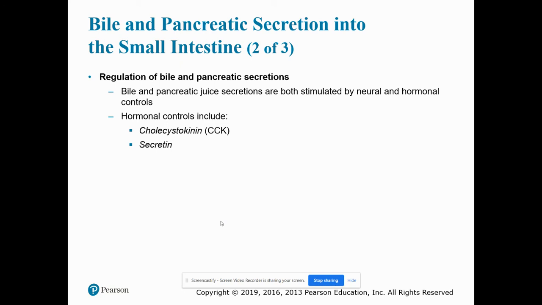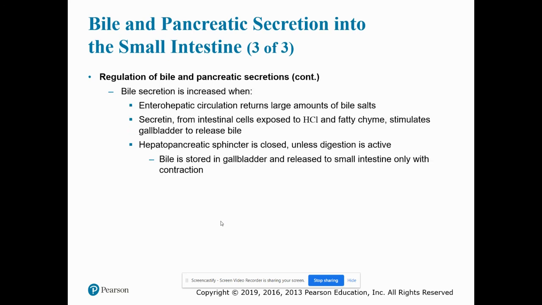Regulation of bile and pancreatic secretions. They're both stimulated by neural and hormonal controls. Hormonal controls include cholecystokinin and secretin. And then bile secretion is going to be increased when enterohepatic circulation returns a large amount of bile salt, or secretin from the intestinal cells exposed to hydrochloric acid and fatty chyme stimulates the gallbladder to release bile. What this means is eating a fatty meal will stimulate the release of bile, not the production necessarily, but the secretion of bile.